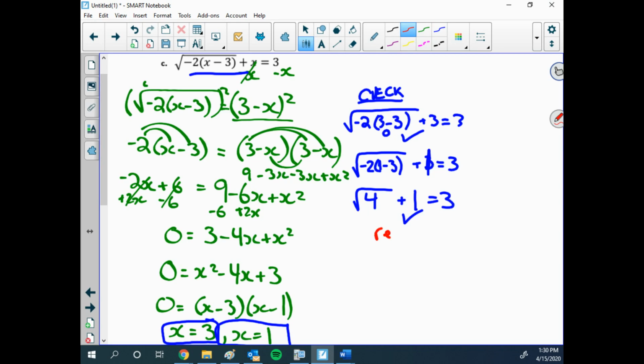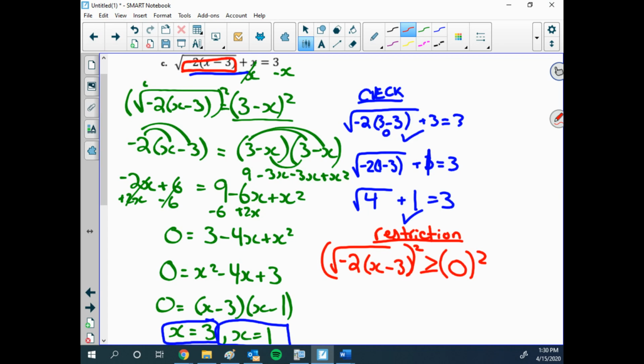Last thing I should do here is talk about my restrictions on the domain of that radical function. So the restriction here is where is the expression under the root greater than or equal to 0? Squaring doesn't do anything other than get rid of that root function. So you could just take what's underneath here and make that greater than or equal to 0 to solve. So now I have negative 2x minus 3.